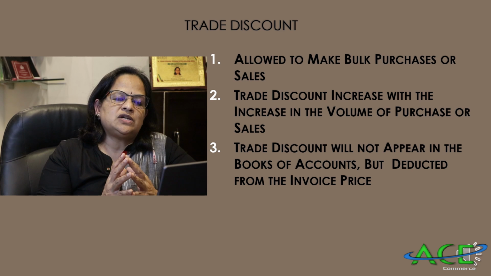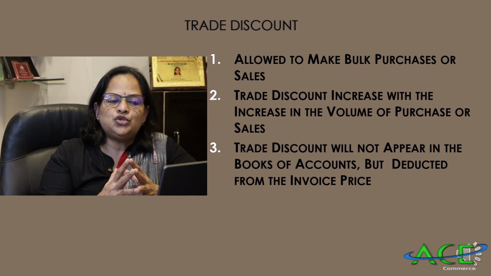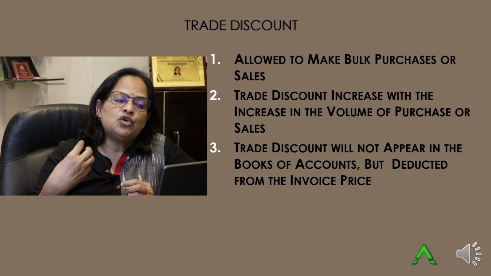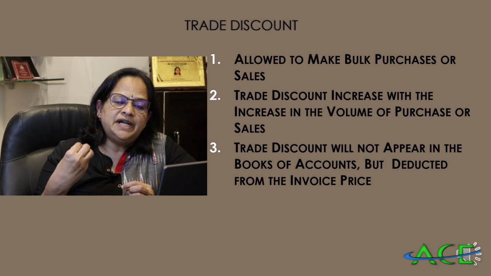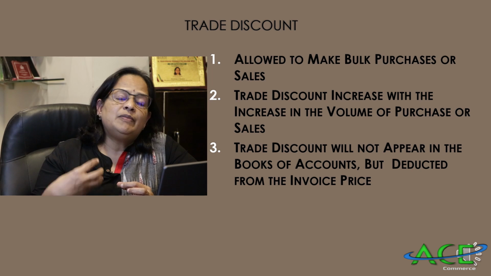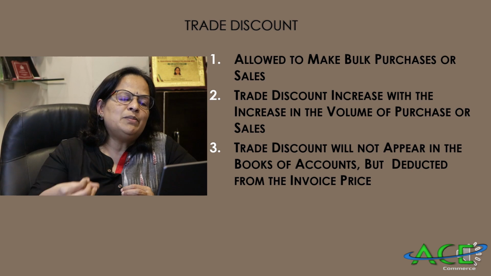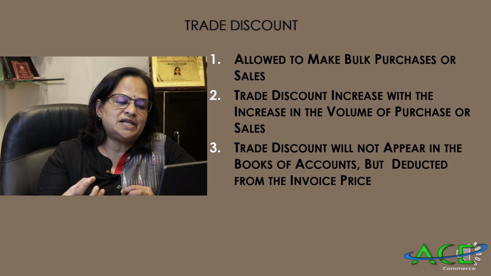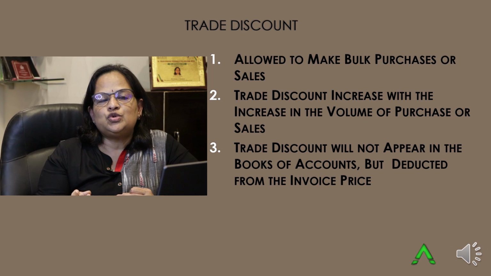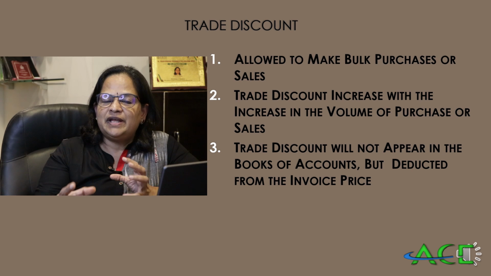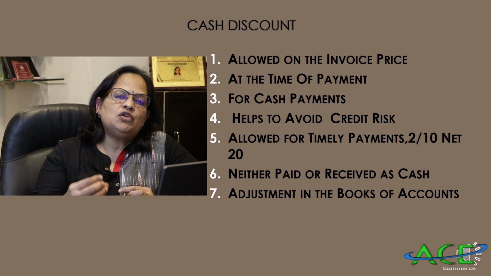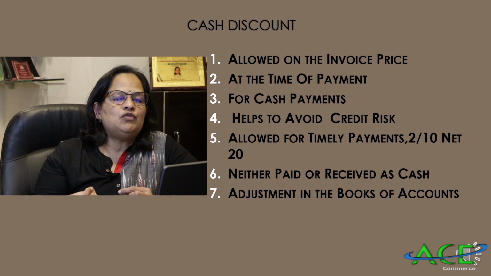So what is trade discount? Trade discount is allowed to make bulk purchases or bulk sales. Higher the quantity, more will be the trade discount. Trade discount increases with the increase in the volume of purchase or sales. The more quantity you buy, always we can bargain for a discount. So that is the trade discount. Now you have to remember that trade discount will never appear in the books of accounts. We are going to compare with the cash discount. Always remember that trade discount will always be a reduction in the invoice price.